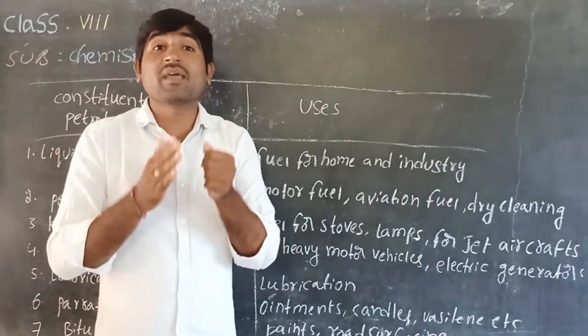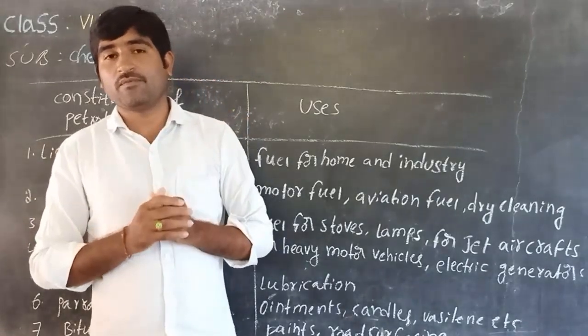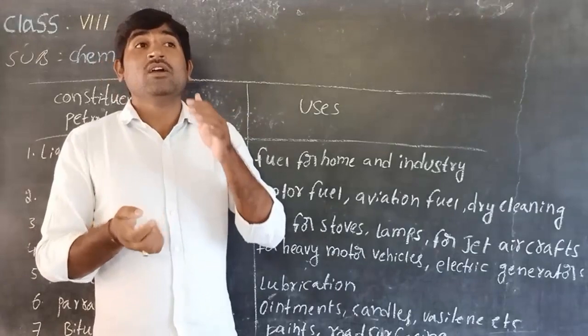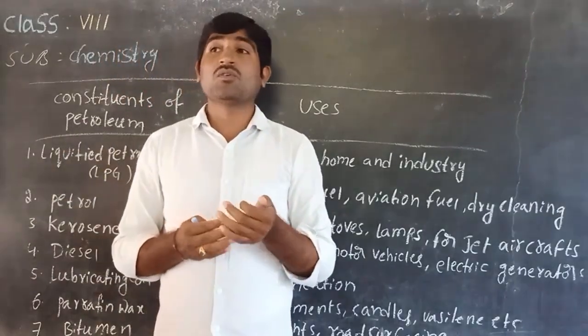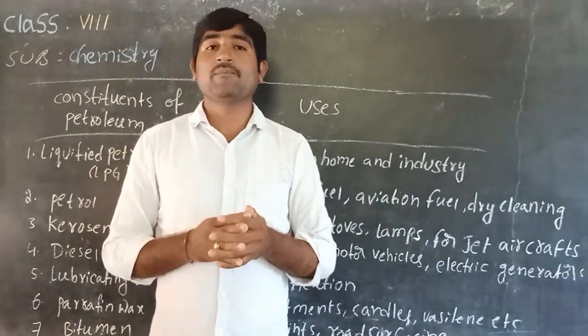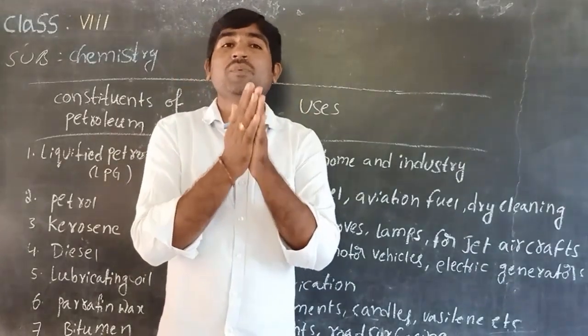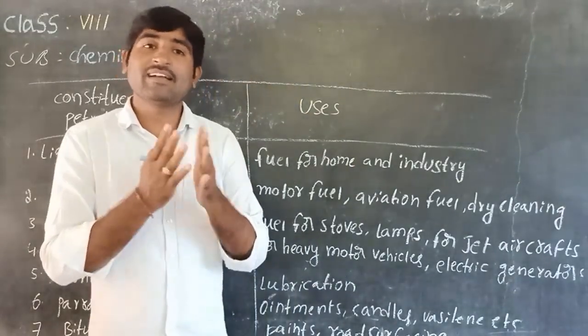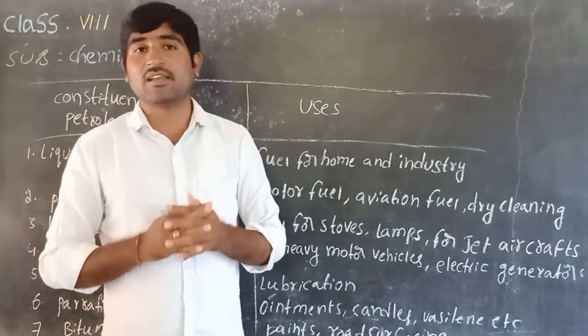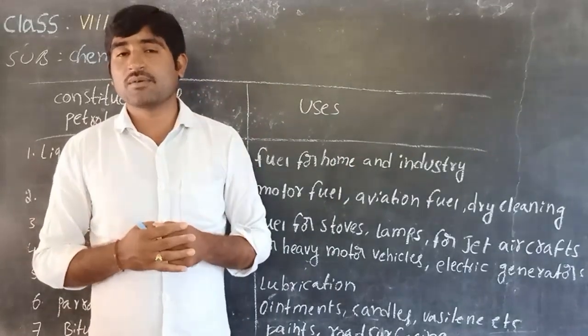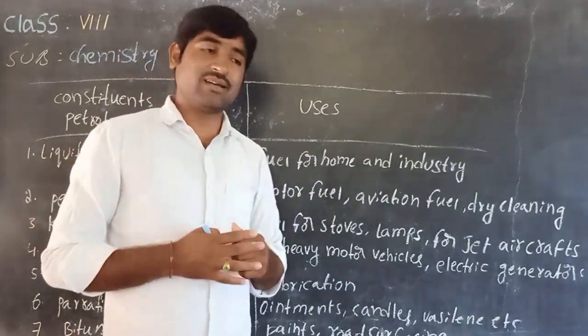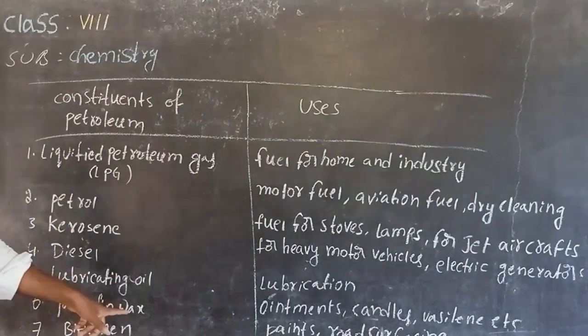That means lubricants can decrease the friction. Where the friction is more, due to the high friction, the parts of the machine can easily get spoiled or damaged. To decrease the damage, we use the lubricants. Yes or no, children? Next, paraffin wax.